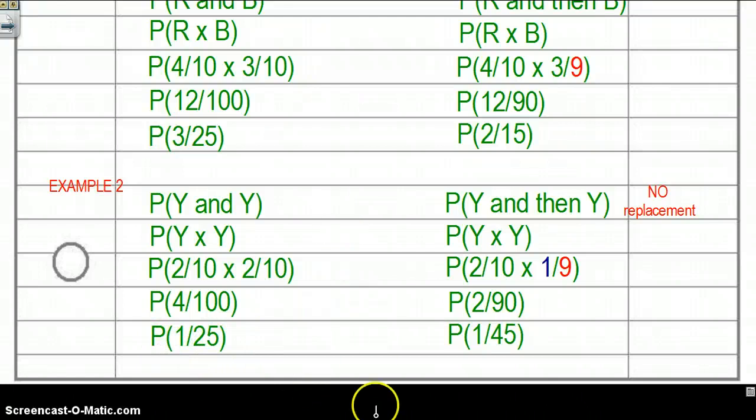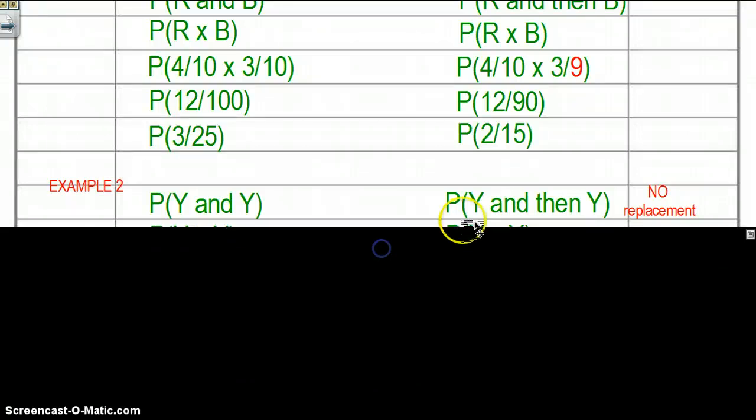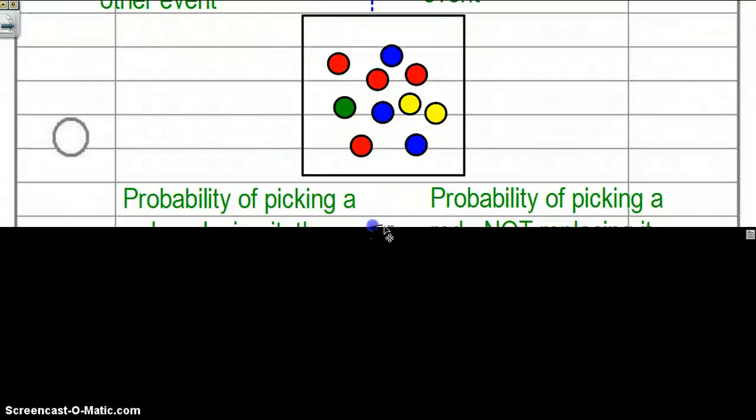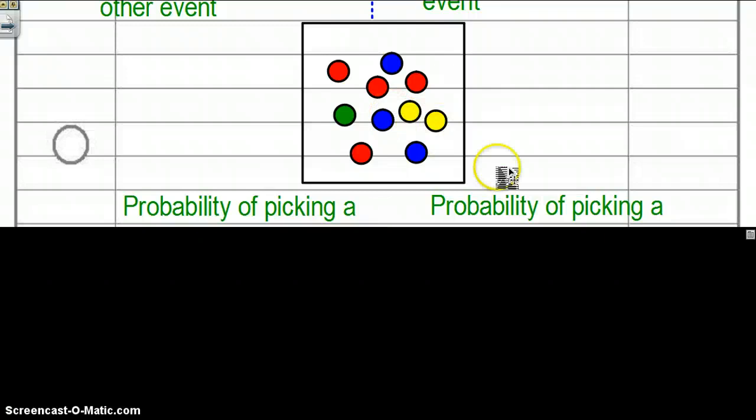Now let's jump over to our dependent. So we want the probability of yellow and then a yellow, no replacement. So let's look up here. We have 2 yellows. So the first probability would be 2 out of 10. But now I take 1 out. How many yellows are left this time? 1. Because I got rid of 1 yellow, there's only 1 left out of 9.